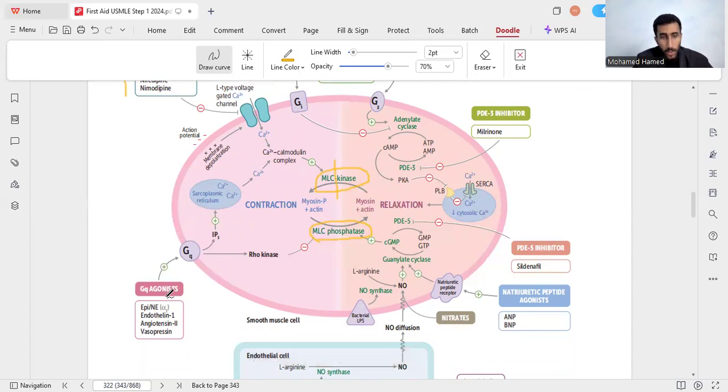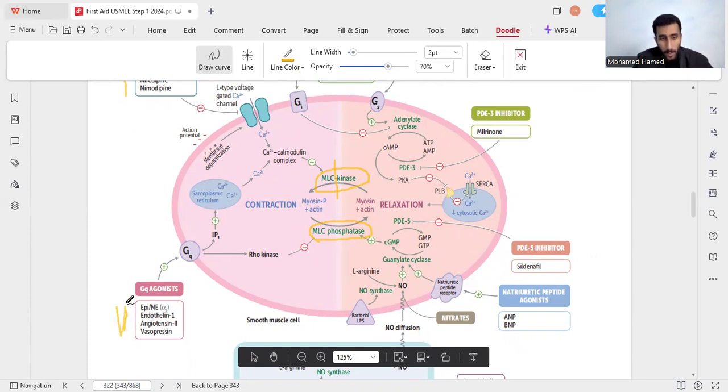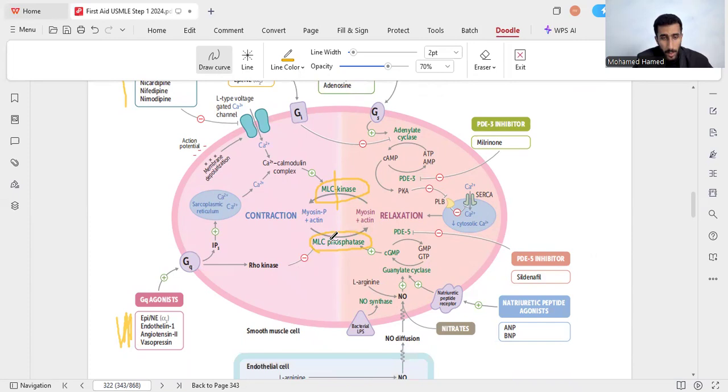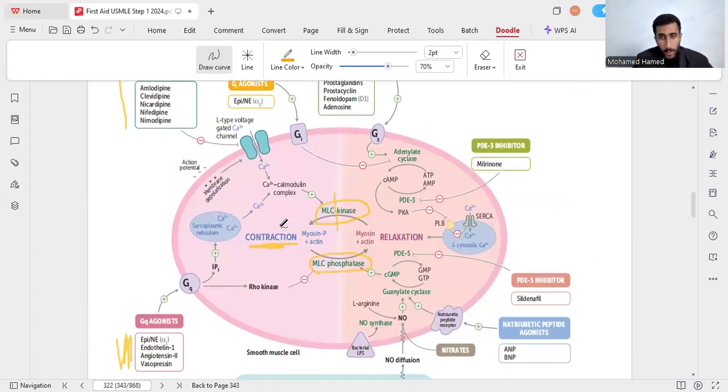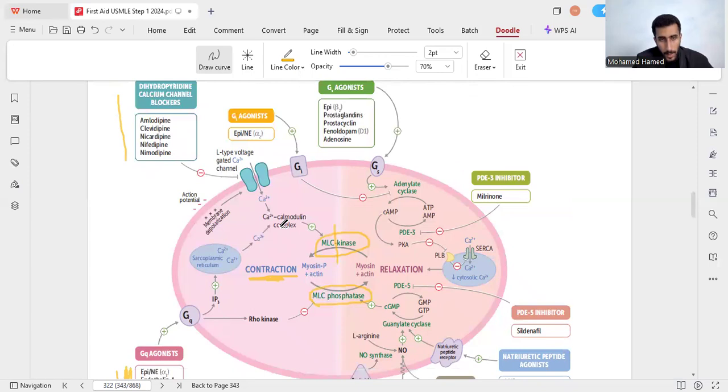The second is the Gq agonists: epinephrine through alpha 1, endothelin, and angiotensin 2. As you remember, these are vasoconstrictor drugs: epinephrine, endothelin 1, angiotensin 2, and vasopressin. They work through Gq and inhibit the phosphatase, and also through calcium they stimulate the kinase. On the contrary, they make our vessel contracted. So this is the second.